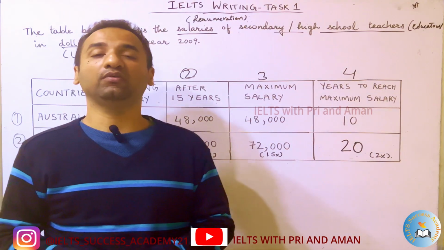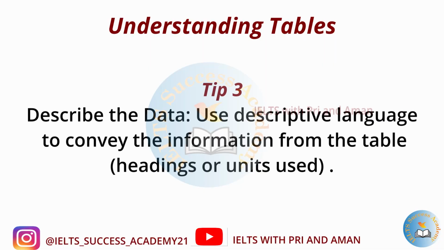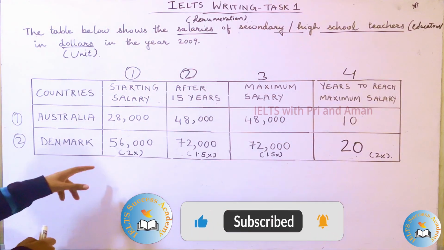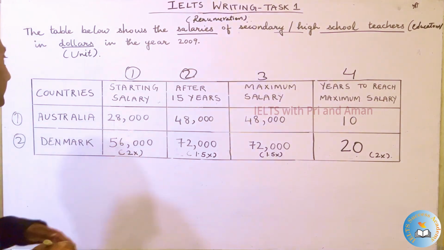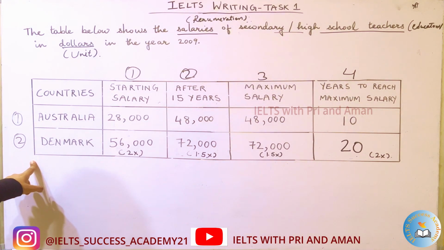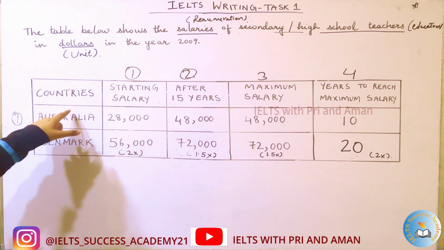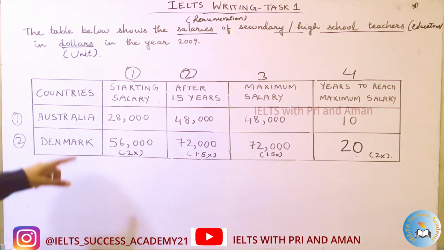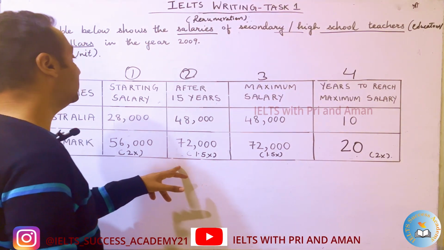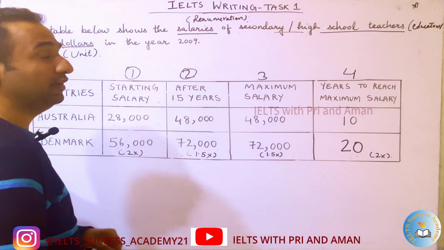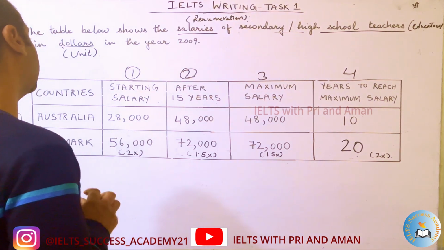Okay, now tip number 3, describe the data. Use descriptive language to convey the information from the table, headings, or units used. Okay, so we have already seen that this is just twice. So we can say that the educators in Denmark earned twice as much as their Australian counterparts in terms of starting salary. Also, after 15 years, Danish educators earned 1.5 times that of their Australian counterparts.